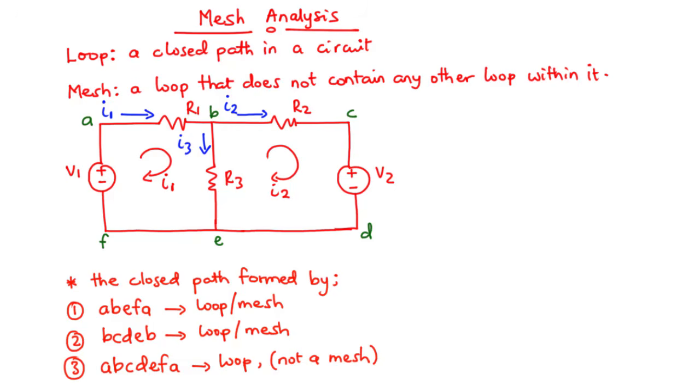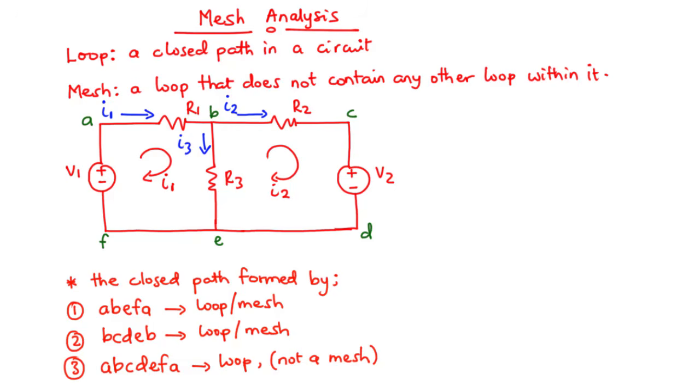On the other hand, a mesh is a loop that does not contain any other loop within it. A mesh is said to be a loop that does not contain any other loop within it.